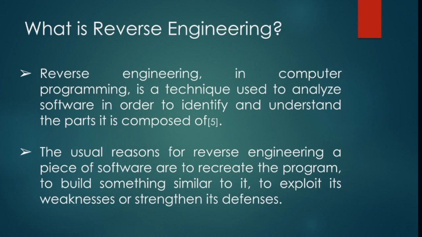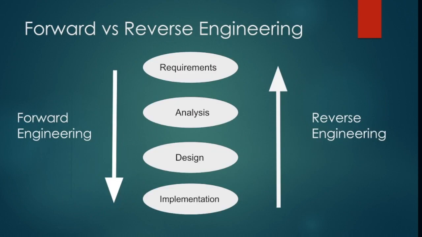And the usual reasons for reverse engineering a piece of software are to recreate the program, to build something similar to it, to exploit its weaknesses, or to strengthen its defenses. For example, suppose you have an unexpected case. Suppose you have written a Java program and the program runs okay, but it gets deleted accidentally. So how do you submit your project? There comes the reverse engineering.